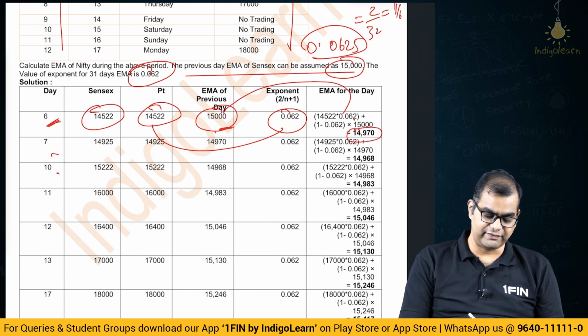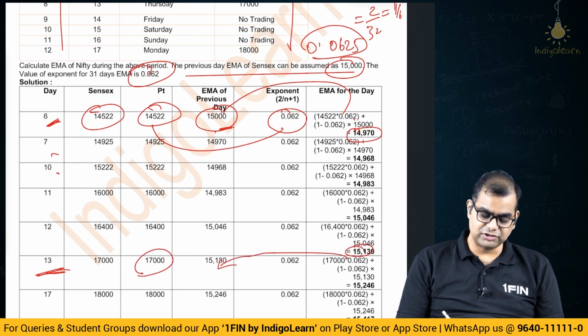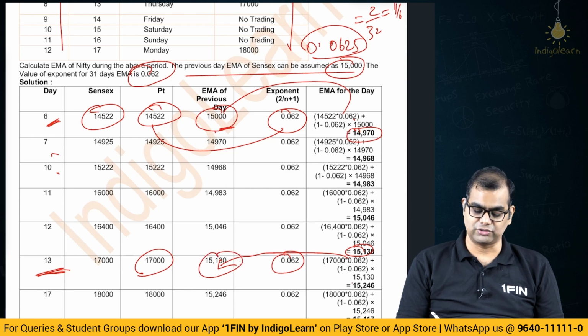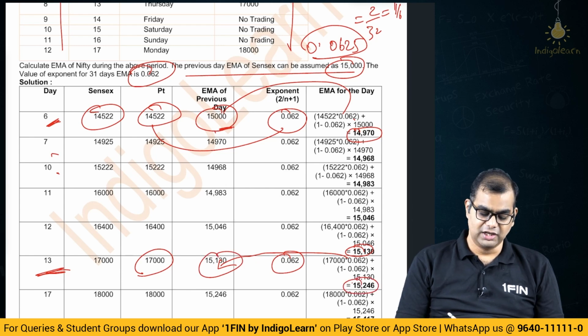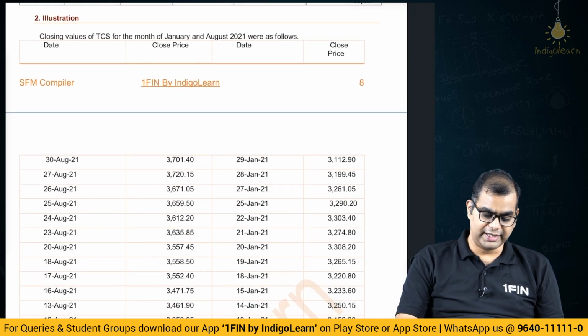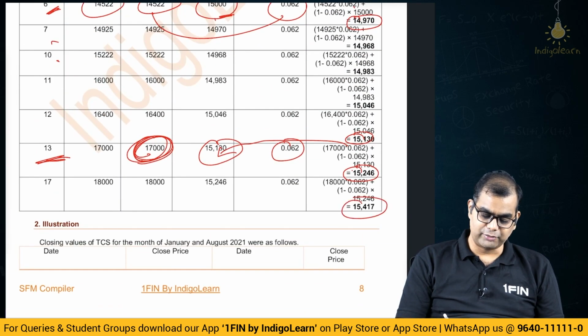Same way you keep doing for every day. So let's take this day. Previous day EMA is 15,130. So that 15,130 comes here. With 17,000 you multiply 0.062. With 15,130 you multiply 1 minus 0.062. Like that you get a value called 15,246. So what basically is happening is this current day's price is having a small impact. Now like this, when you compute, you basically have computed the EMA.